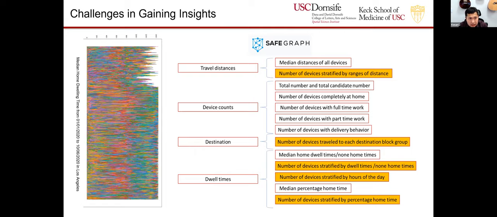However, in order to get insights from those variables, we are facing a big challenge. On the left-hand side, we have a figure that looks like nonsense, because it does not convey any information to you. However, this is the median home dwelling time curves of all the residential census block groups in the Los Angeles area. This is only for LA County, and I already removed all of the non-residential areas, and we can still see the high spatial variation of those curves.